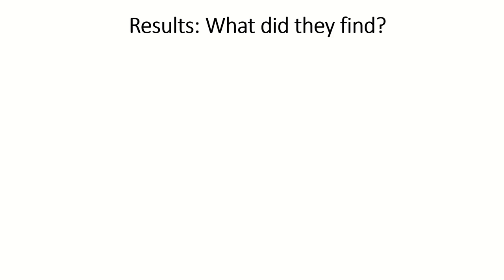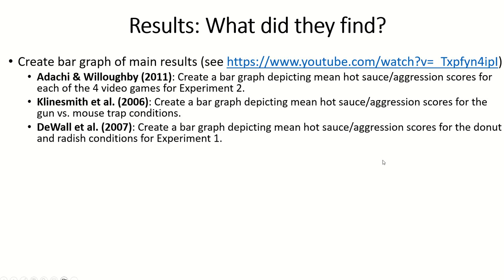Okay. All right. So, results here. I'm trying to equalize this across all the different articles. I'm going to have each one of you create a bar graph of the main results. For the Adachi and Willoughby article, you're going to create a bar graph depicting the mean hot sauce aggression scores for each of the 4 video games, and for experiment 2, because you're only presenting experiment 2.